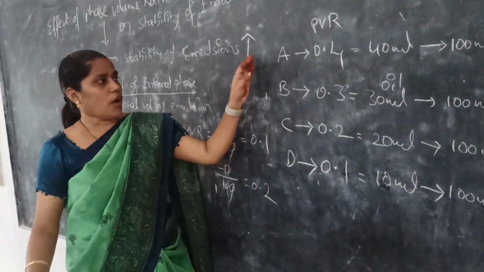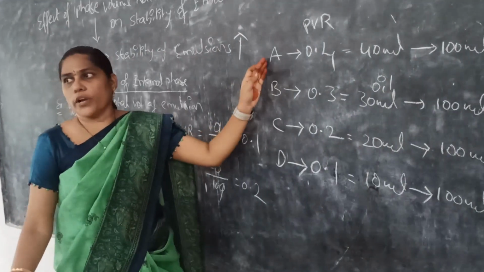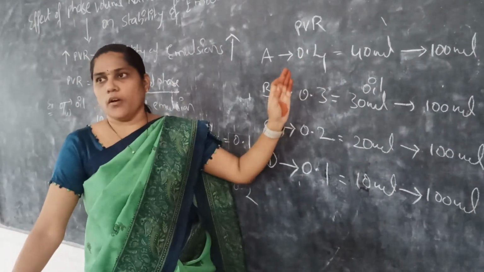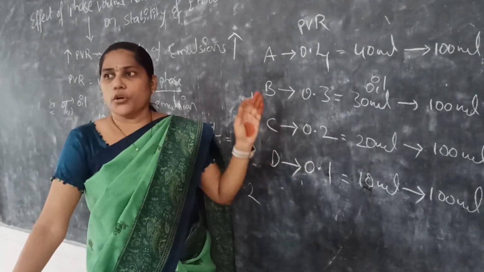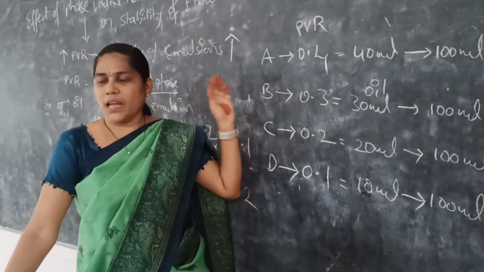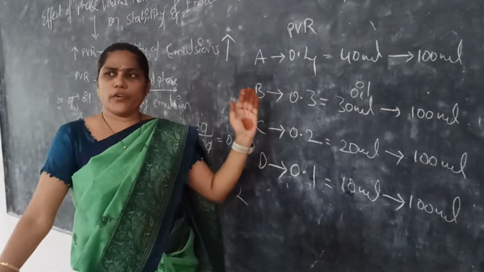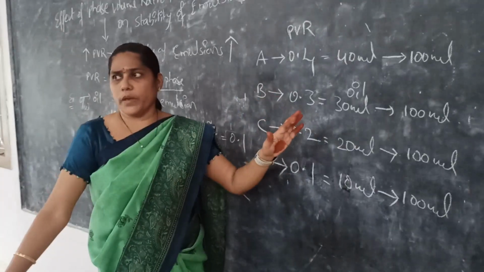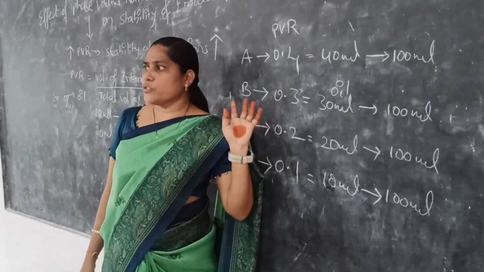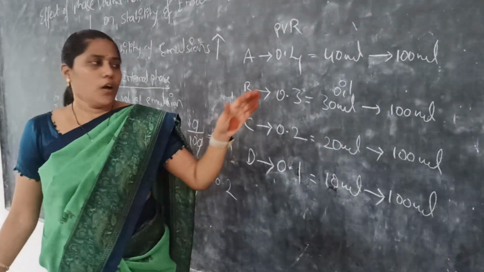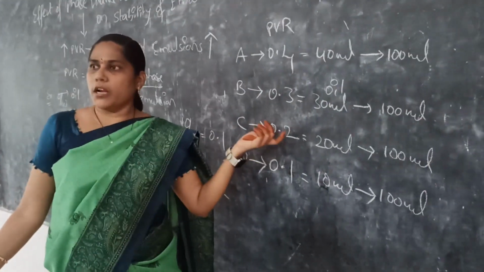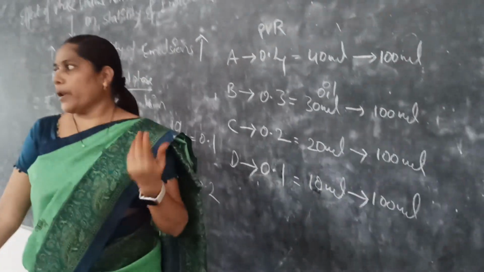So after preparing all these emulsions, 4 different emulsions with 4 different phase volume ratios, to observe the stability, we had to keep them aside, transfer them into a measuring cylinder or beaker, and keep on observing which emulsion shows the phase separation.